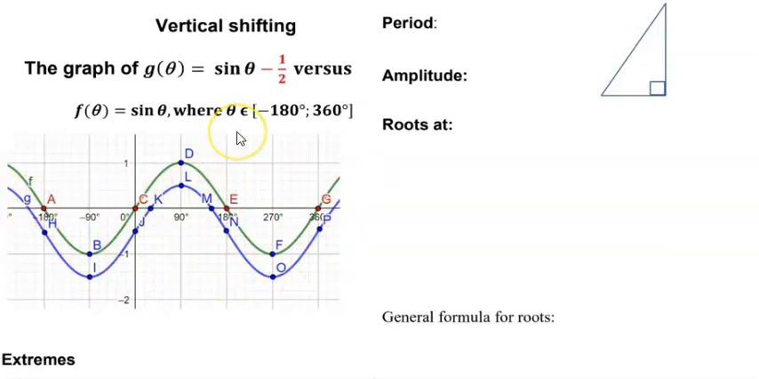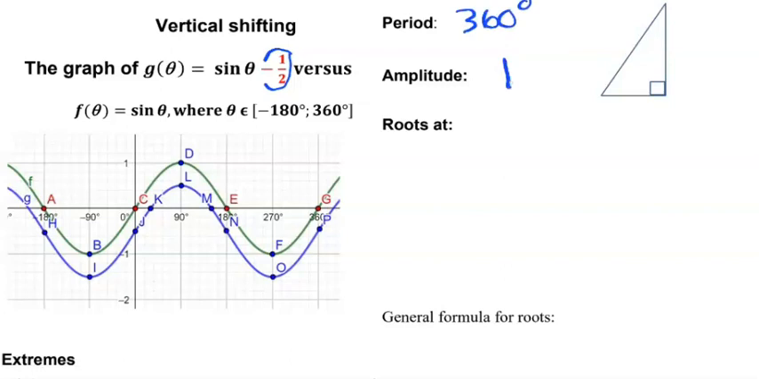So again we notice that the minus a half just shifted the graph of f of sine theta, shifted it down half a unit. The rest stays the same. The period is still 360 degrees. You can easily see that. The amplitude stays 1. Let us look at the roots.